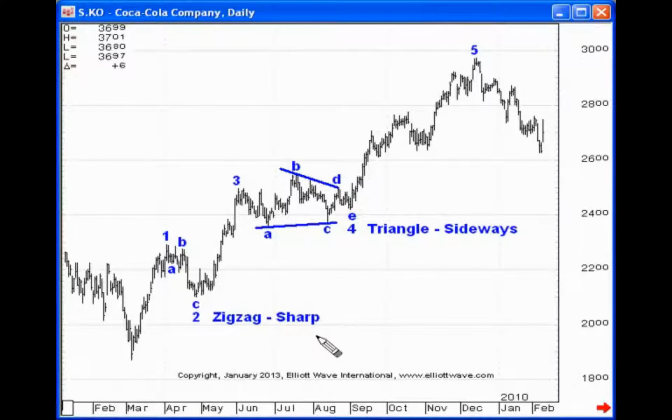In other words, the guideline of alternation with respect to motive waves, or specifically here, an impulse wave, is that when wave 2 is sharp, wave 4 will most likely be a sideways affair. That will be a flat or an expanded flat or a triangle. If wave 2, on the other hand, were a flat correction, an expanded flat, in other words a sideways move, then we could look for wave 4 to be a sharp correction, i.e. a zigzag.